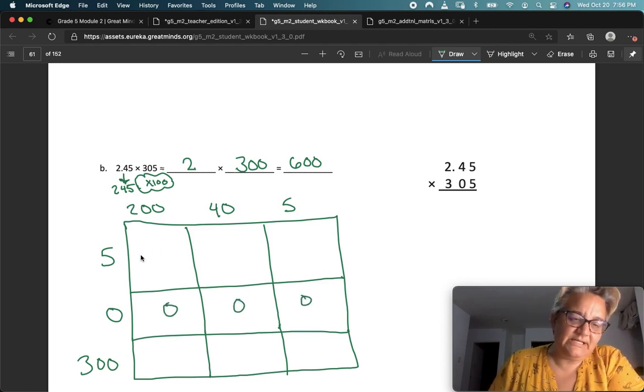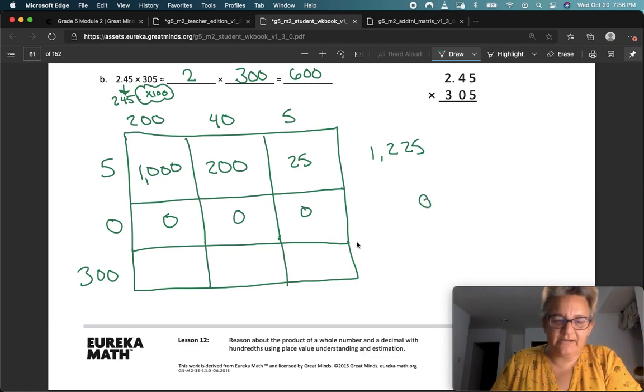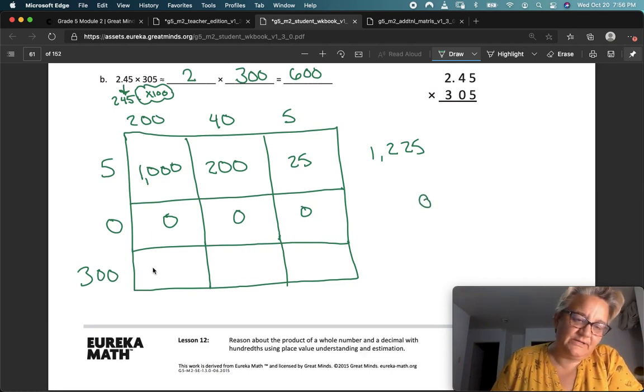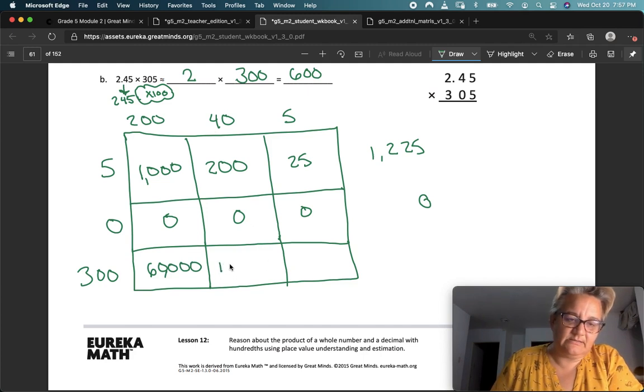5 times 200 is 1,000. 5 times 40 is 200, and 5 times 5 is 25. So that's going to give me 1,225. Then 0 here, and then 300 times 200 is 60,000. 300 times 40 is 12,000.